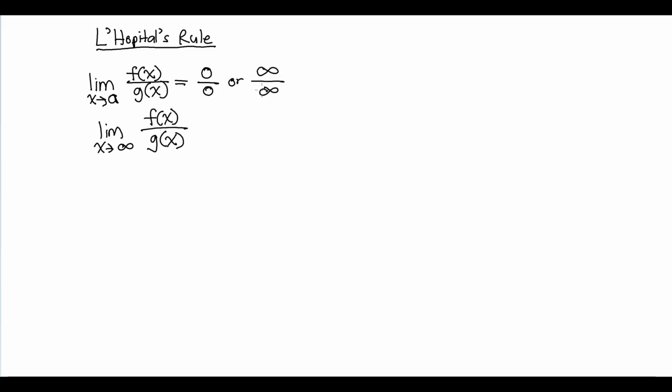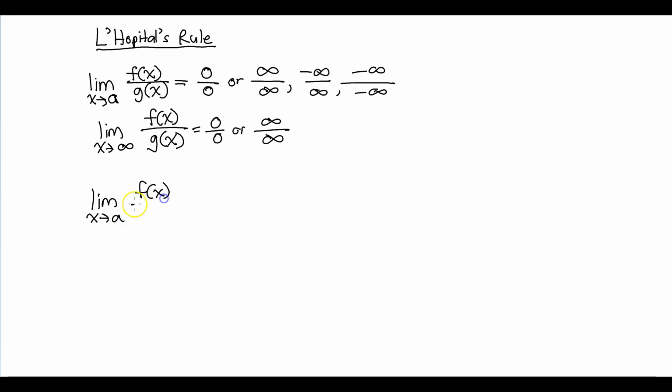If it's infinity over infinity, negative infinity over infinity, or negative infinity over negative infinity, or basically, if it approaches either 0 over 0 or infinity over infinity, then the limit as x approaches a of f of x over g of x equals the limit as x approaches a of f prime of x over g prime of x.